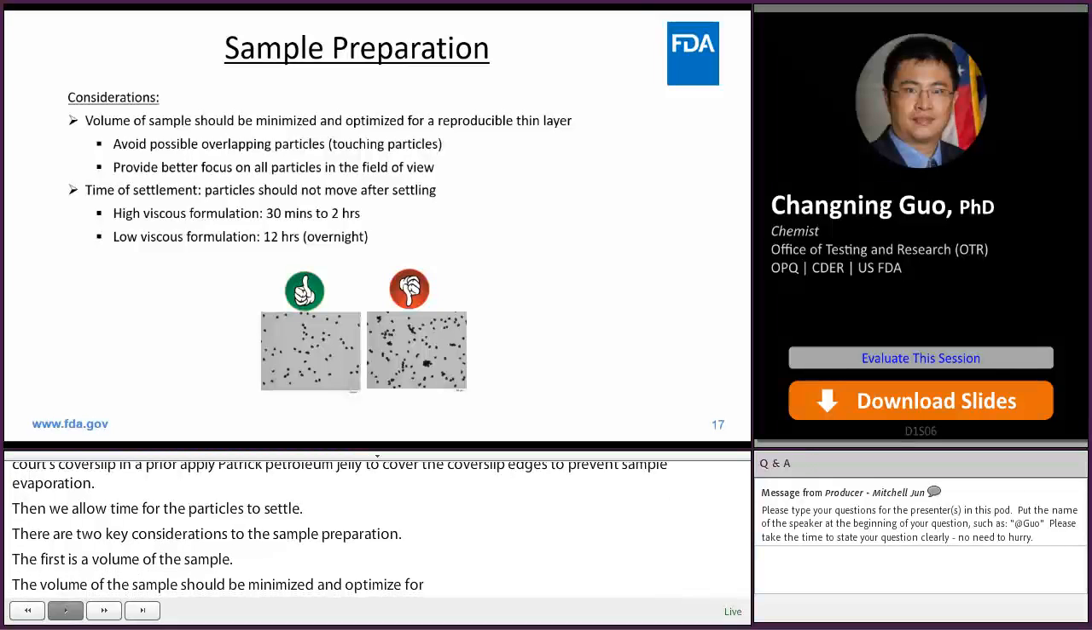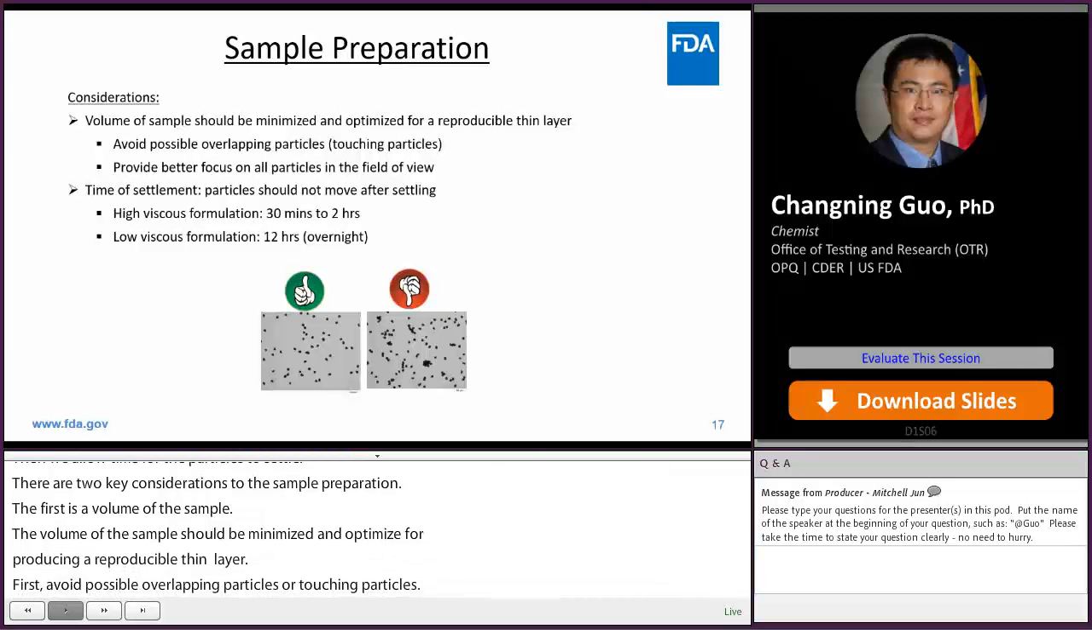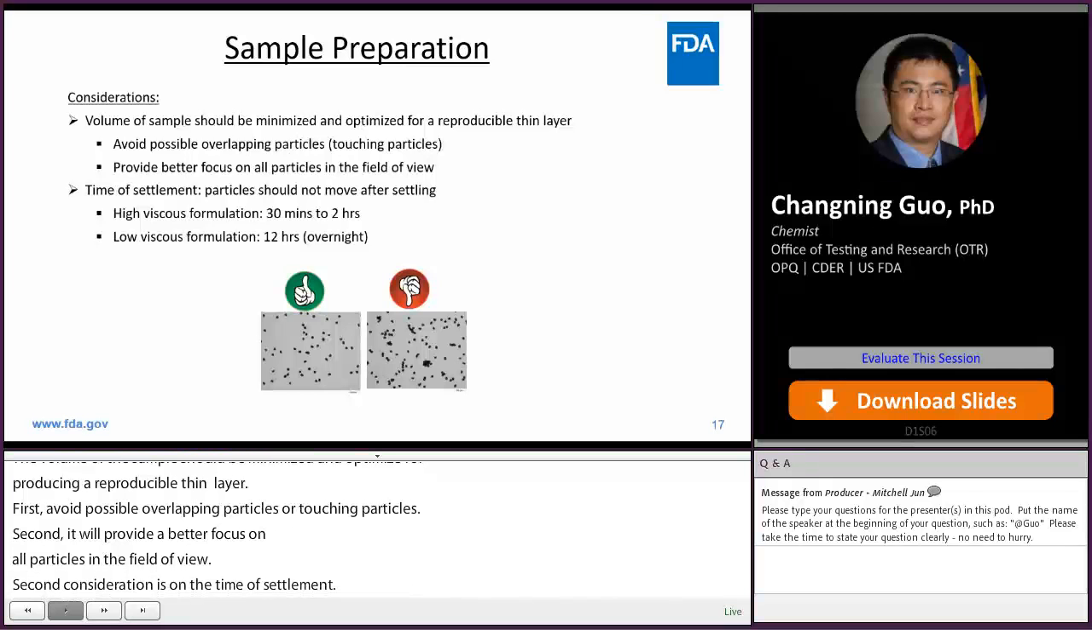Second consideration is on the time of settlement. When the sample was first prepared, the particles will still be moving around. It takes some time to settle. The settling time will depend on the viscosity of the formulation. The high viscosity formulation normally takes less time to settle.